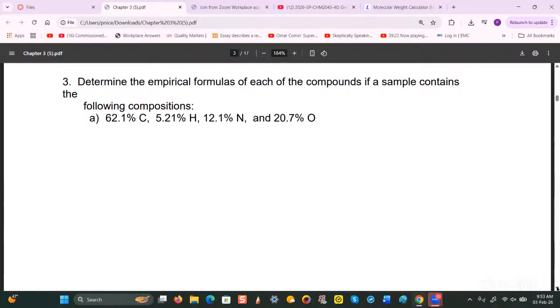Now remember, there's a difference between the empirical formula and the molecular formula, right? The molecular formula gives you the number of atoms of each element present per molecule. The empirical formula gives you the simplest ratio of the atoms present in a substance. So for example, C6H12O6 is a good example of this. We looked at it earlier.